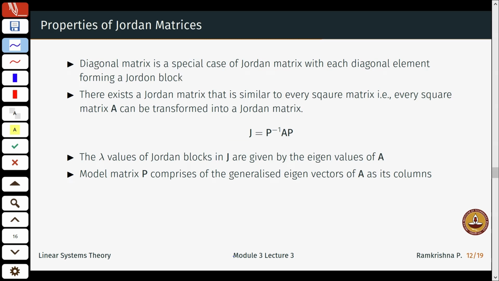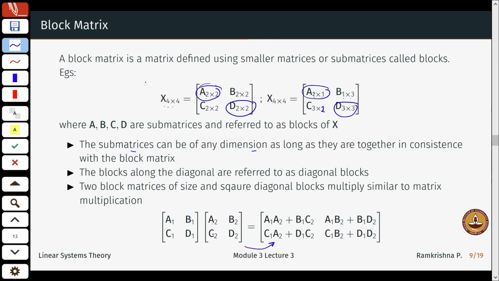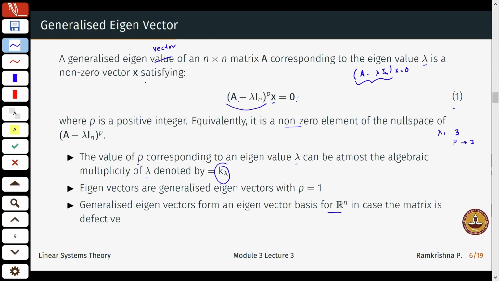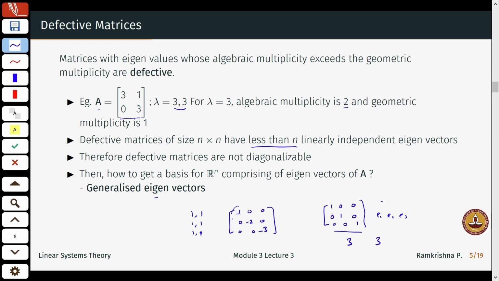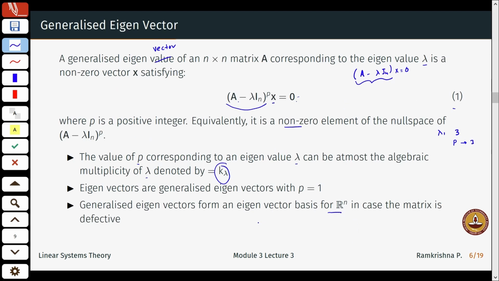Now, how do we construct this Jordan form? The diagonal matrix is a special case of a Jordan matrix, with each diagonal element forming a Jordan block. So, if we simply look at the example here, I can call each of these a Jordan block, corresponding to each eigenvalue.